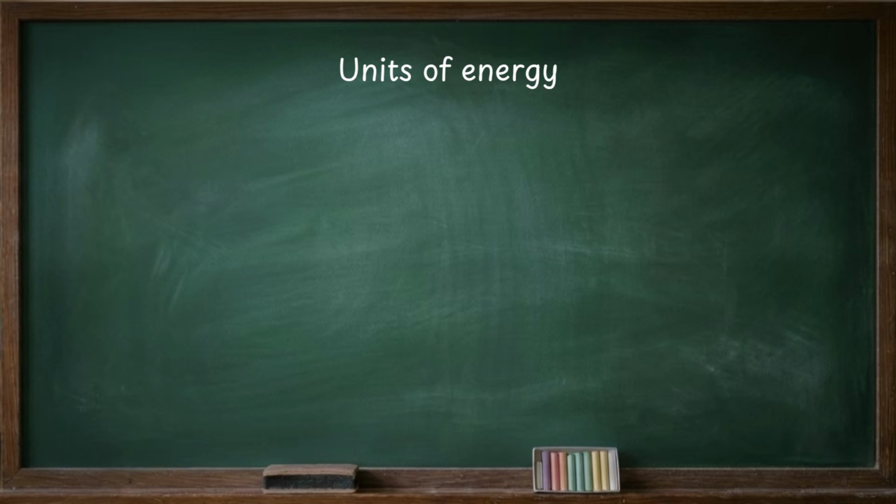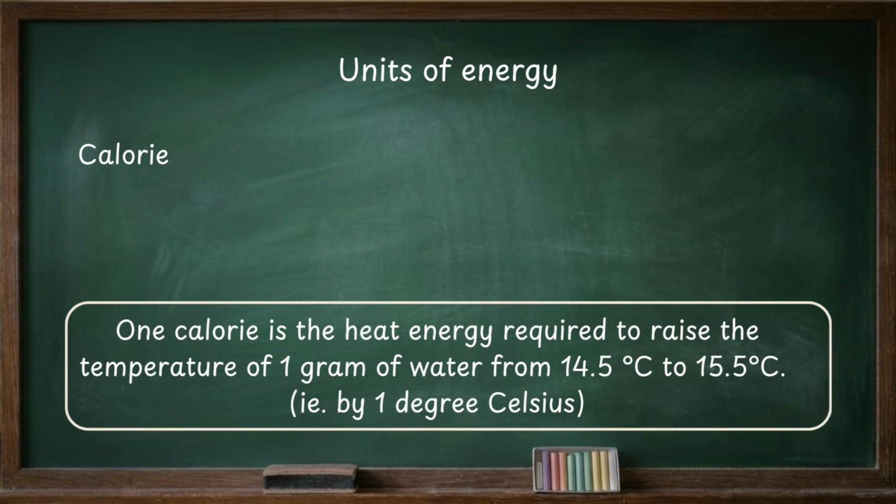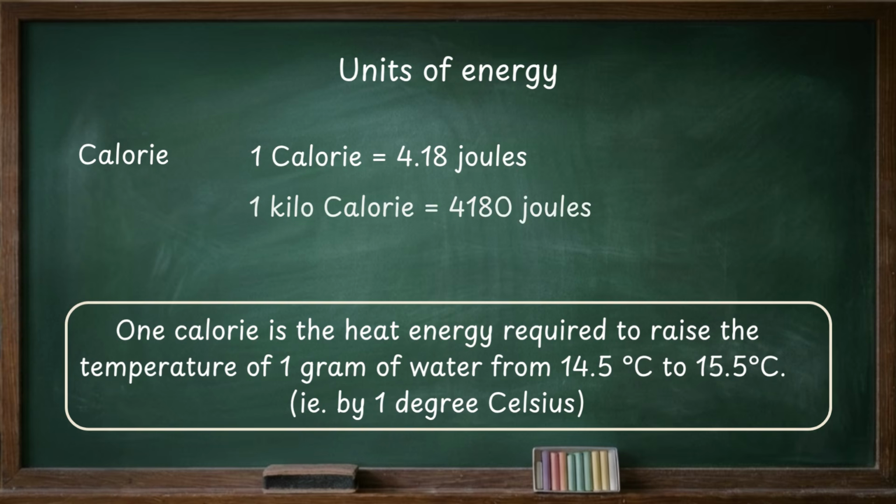When dealing with heat energy, we use the unit calorie. 1 calorie is the heat energy required to raise the temperature of 1 gram of water from 14.5 degrees to 15.5 degrees. That is, by 1 degree Celsius. To tie it all back to our main unit, 1 calorie equals roughly 4.18 joules, and 1 kilocalorie equals 4,180 joules.